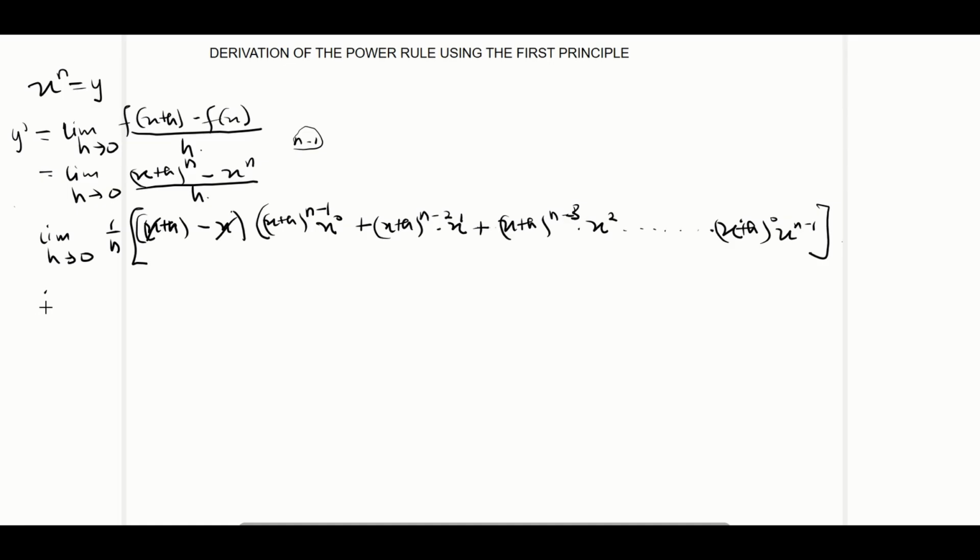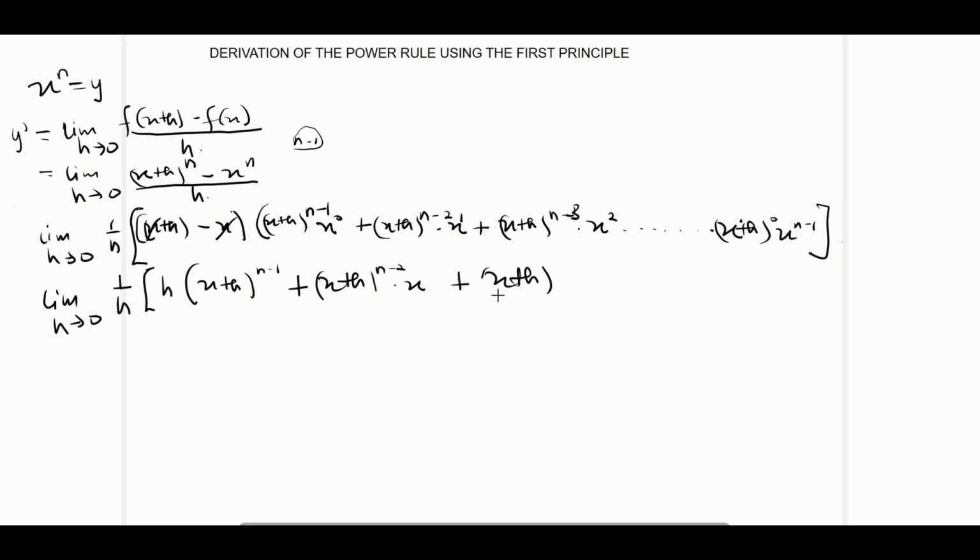So we are just now left with the limit as h approaches 0 of 1 over h. We have only h over here. Now the whole term is now what? (x + h)^(n-1). This is what? 1. So we leave that. Then we now come to x plus h, then here is what? n minus 2 multiplying x.